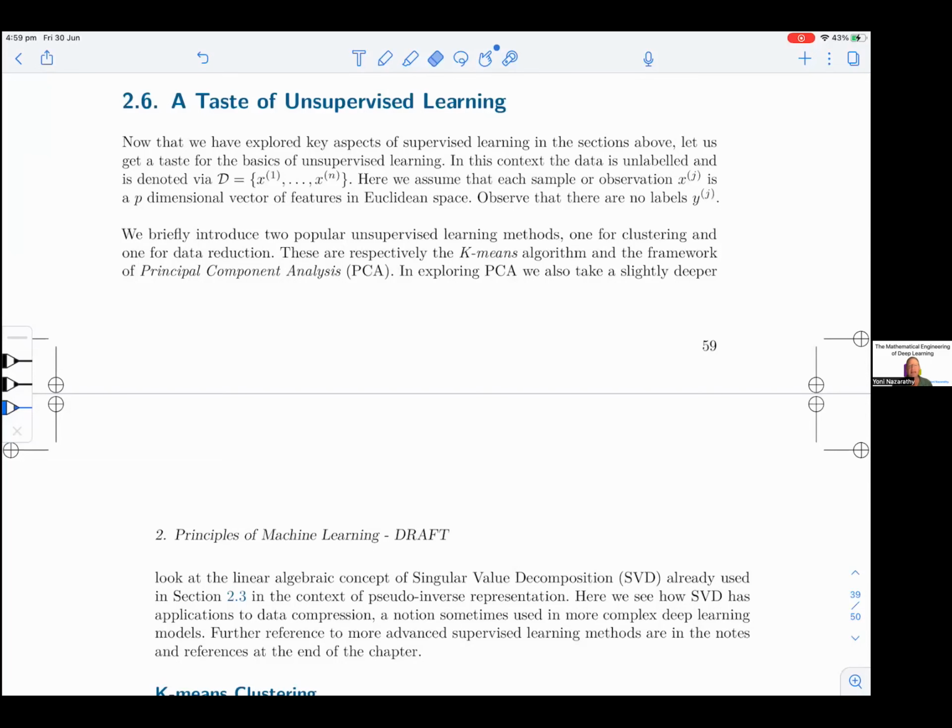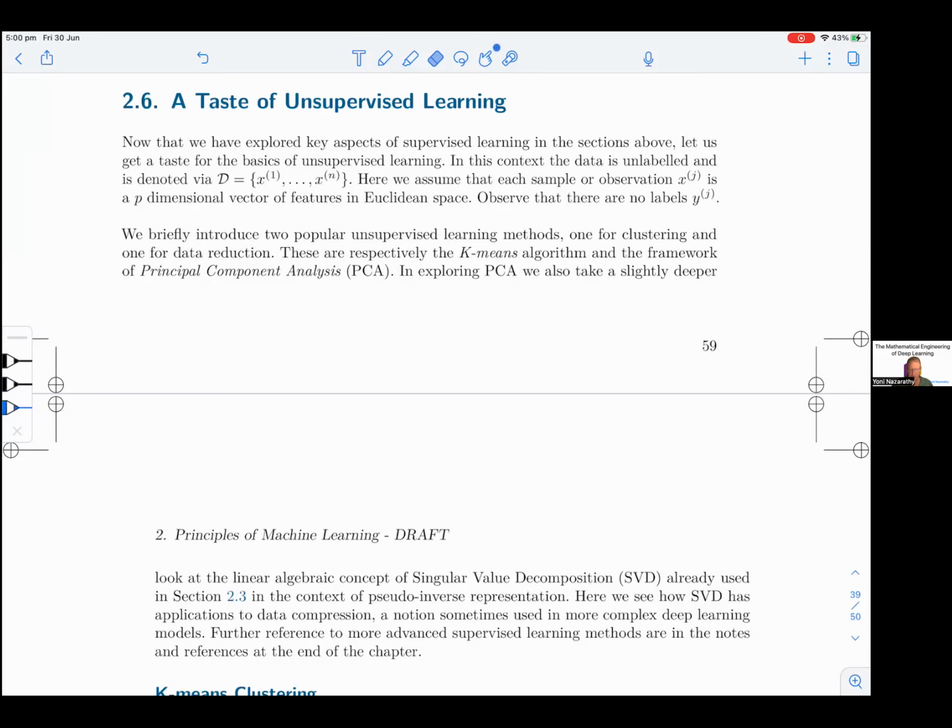Section 2.6, a taste of unsupervised learning. Now that we have explored key aspects of supervised learning in the sections above, let us get a taste for the basics of unsupervised learning. In this context, the data is unlabeled and is denoted via D, which is x1 through xn. Here we assume that each sample or observation xj is a p-dimensional vector of features in Euclidean space. Observe that there are no labels, yj.